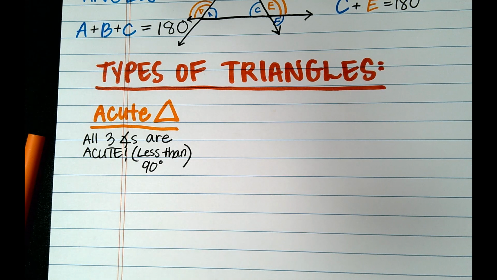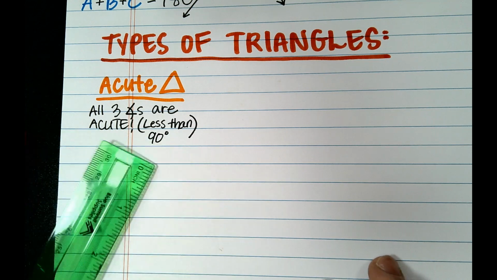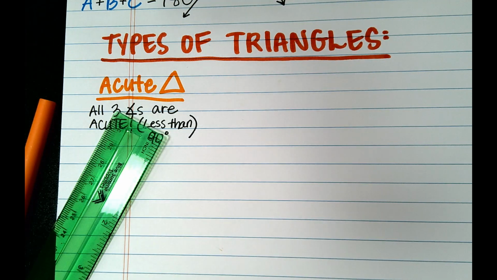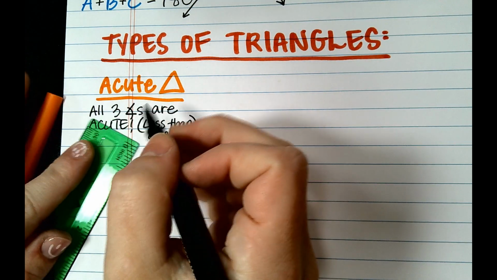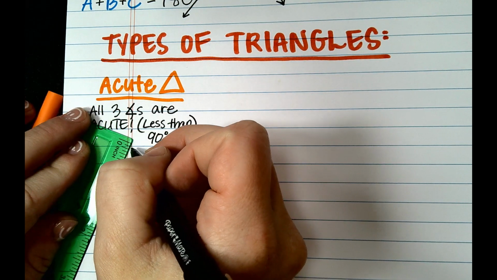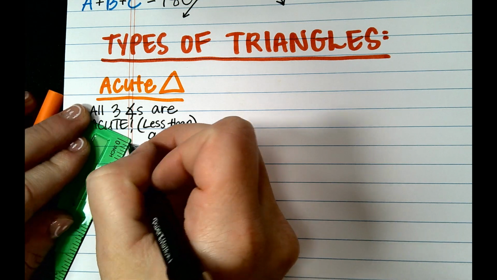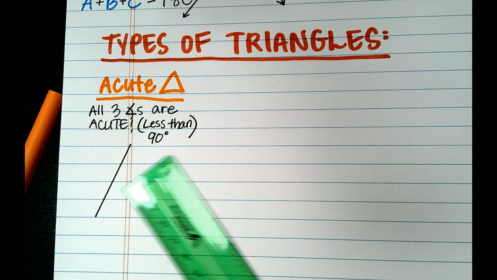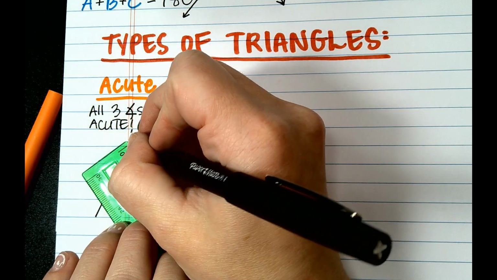So for my acute triangle, I'm going to draw a little picture. See, it can be super similar to the one up there. We just want to make sure that none of our angles are 90 degrees or more. So I'm going to draw a line there. Here.